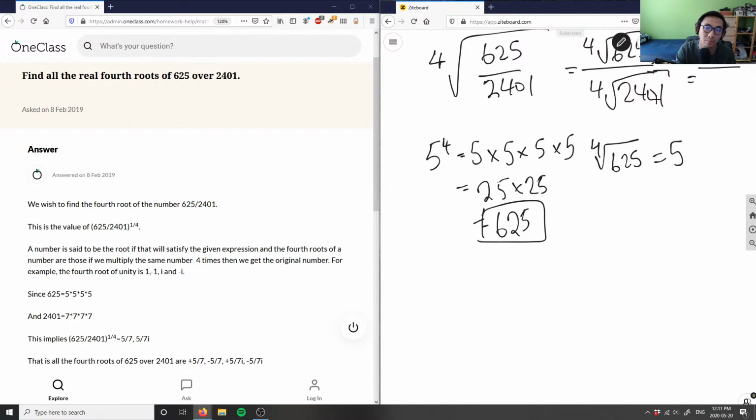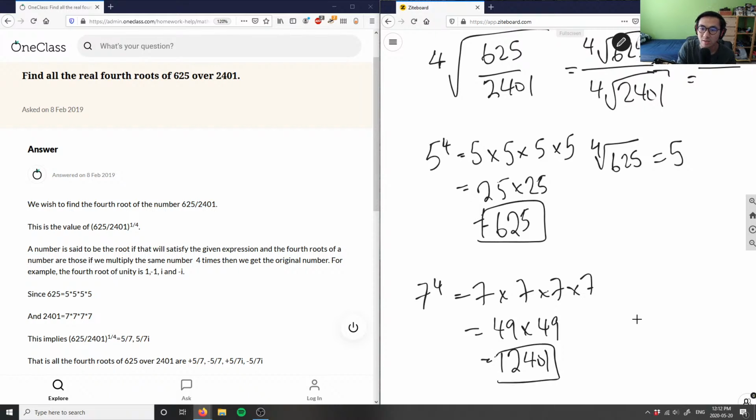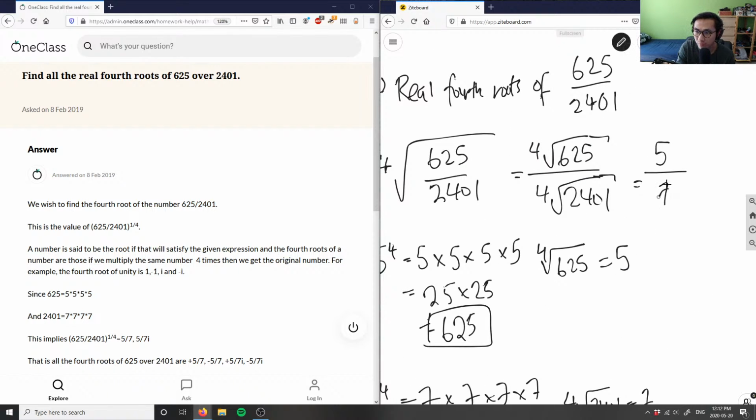Remember, it can't be an even number, and it can't be 3 or 5. So therefore, I'm going to check 7. So 7 to the power 4 is 7 times 7 times 7 times 7. This is 49 times 49, which will equal 2401. You can check that if you want to. But I know that now, because of this relationship, the fourth root of 2401 equals 7. So therefore, this is simply 5 over 7 here.